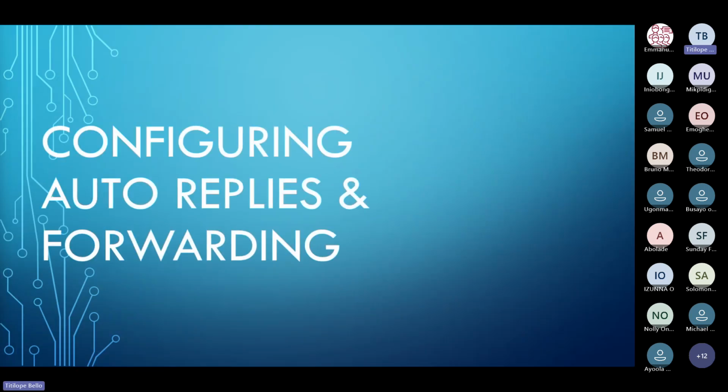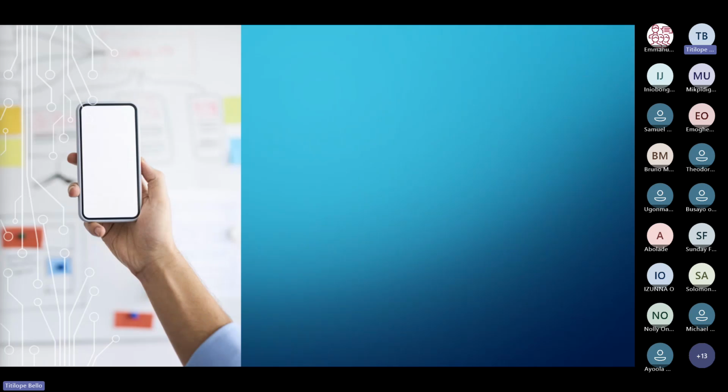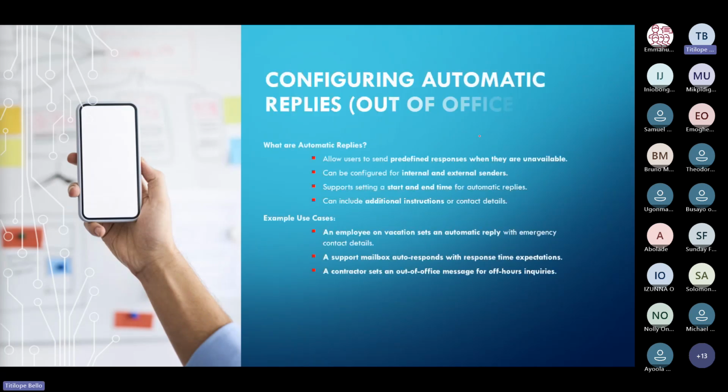one other feature in Exchange Online is that it allows you to configure auto replies and email forwarding to manage communication during absences, right? Users can set rules to automate email sorting, ensuring efficiency. Okay, so looking at automatic reply, in what instances will that be needed?